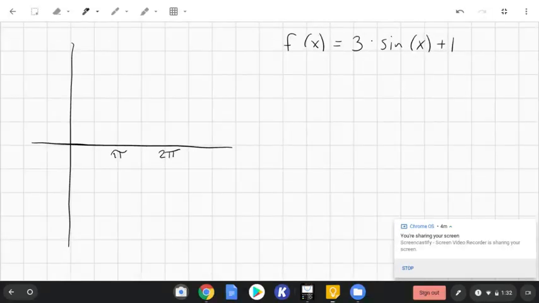All right, so again, what's the amplitude? That's where you're beginning. Amplitude in this instance is 3. Our y displacement is going to be found at 1. And so our graph is going to begin with that y displacement.